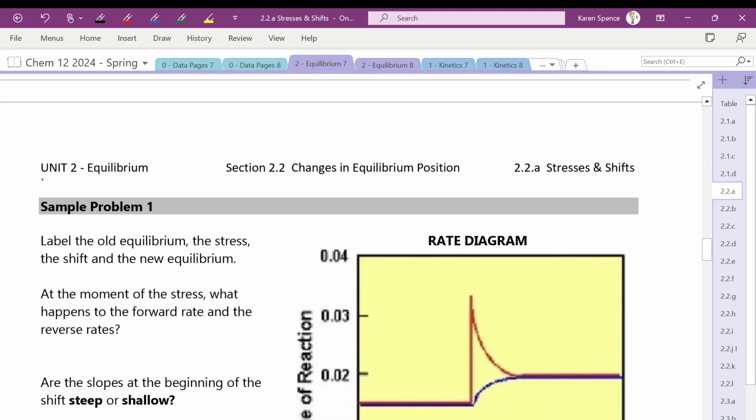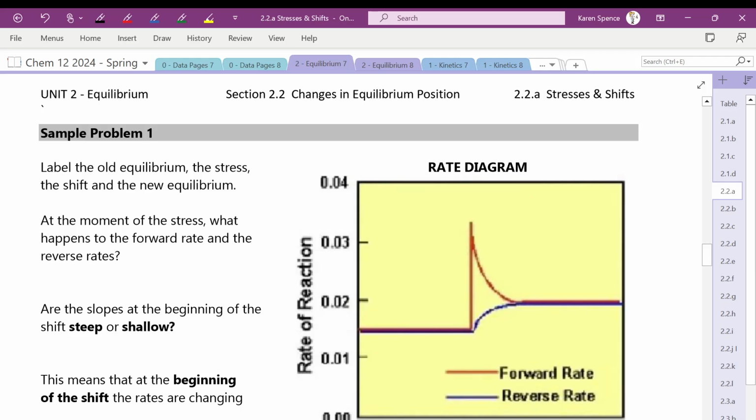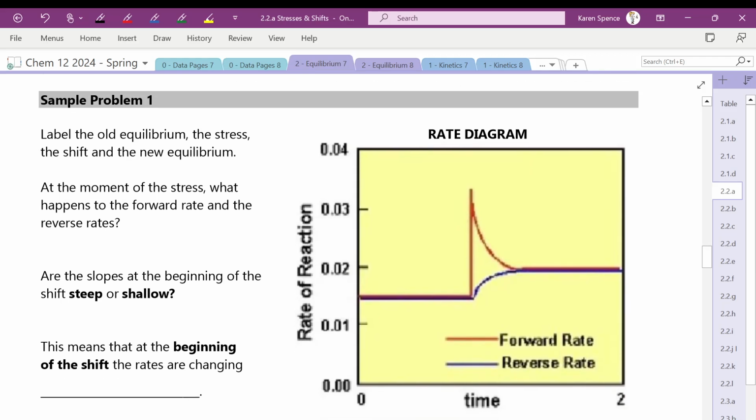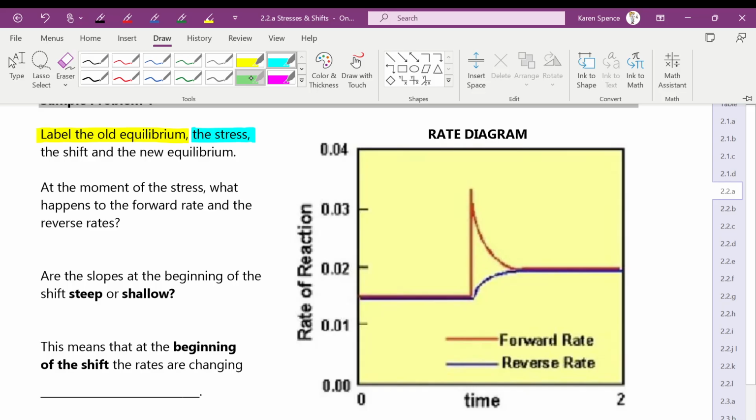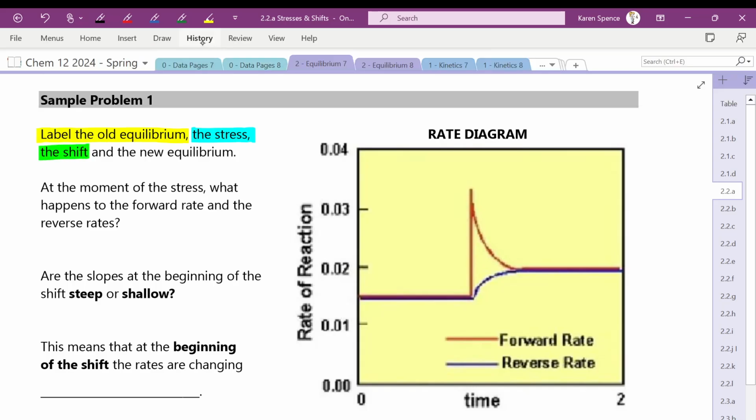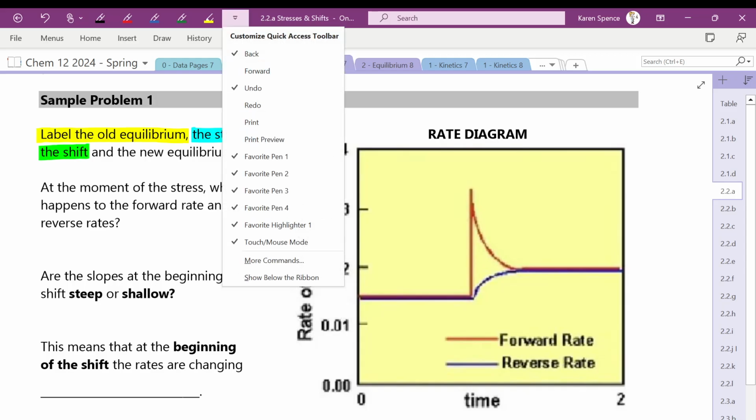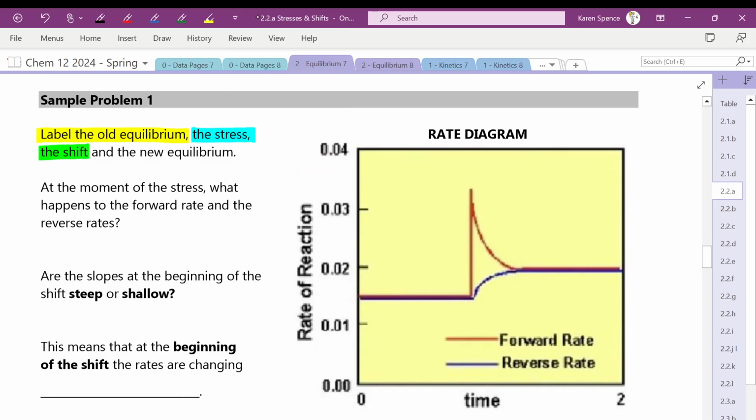Let's carry on here. So here is a sample problem. You are going to label the old equilibrium. You are going to label the stress. You are going to label the shift. And you are going to label the new equilibrium. You can just circle it and put an arrow at it, or put a bracket around it or something like that. So give that a go.